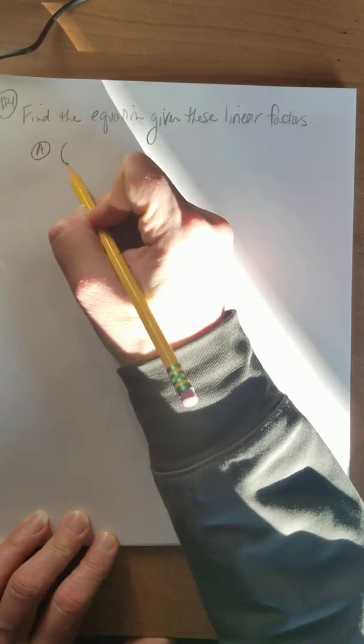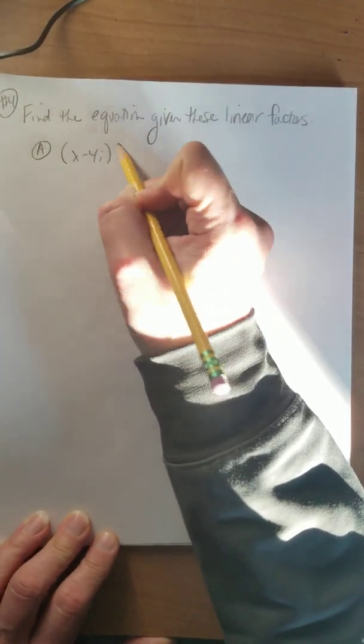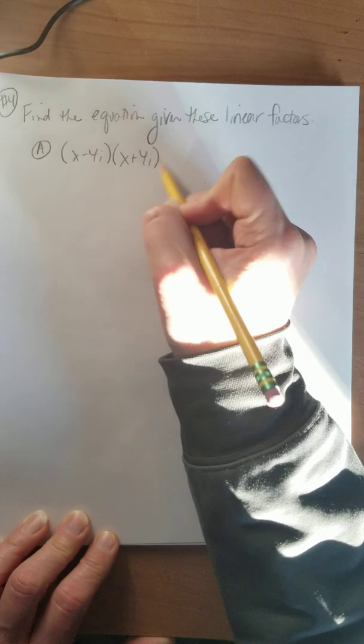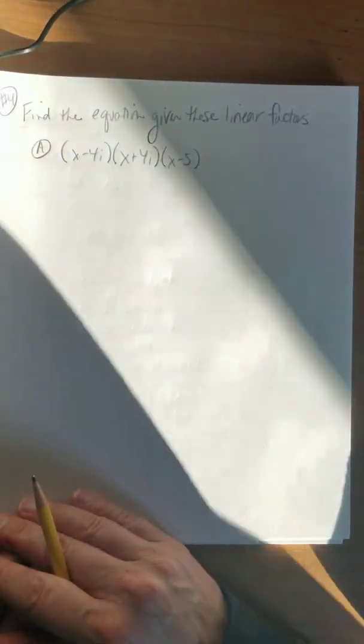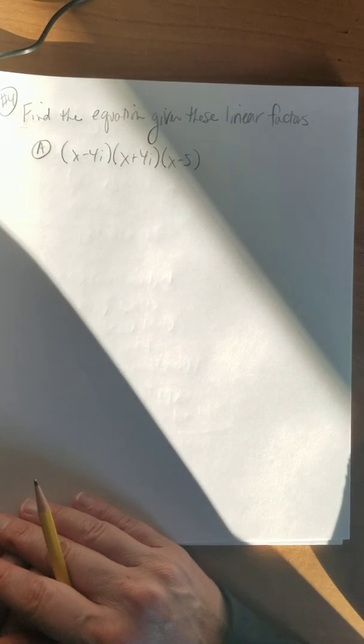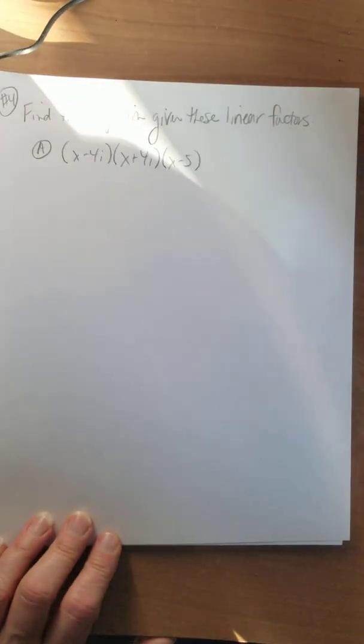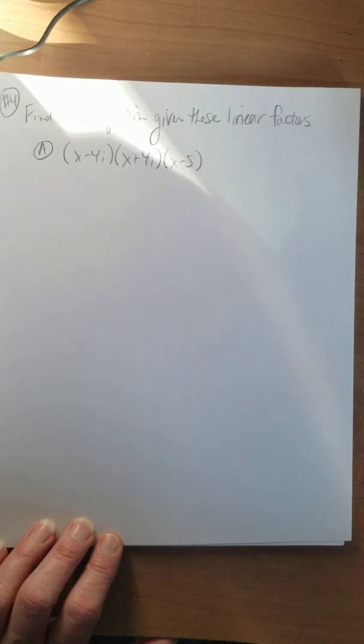Let's say it was x minus 4i times x plus 4i times an x minus 5. All right, and that was my linear factorization, and I'm like, hey, I want you to figure out what the equation was given that linear factorization.